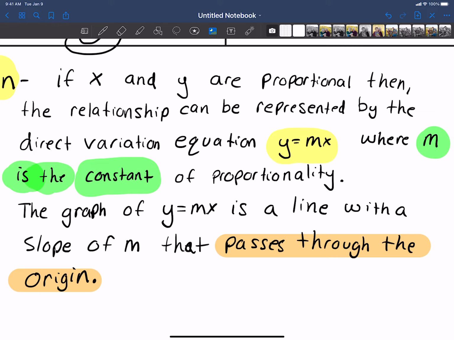Is it any way related to y equals mx plus b? Totally. Yep. And is that why it's y? Yeah, that makes sense.